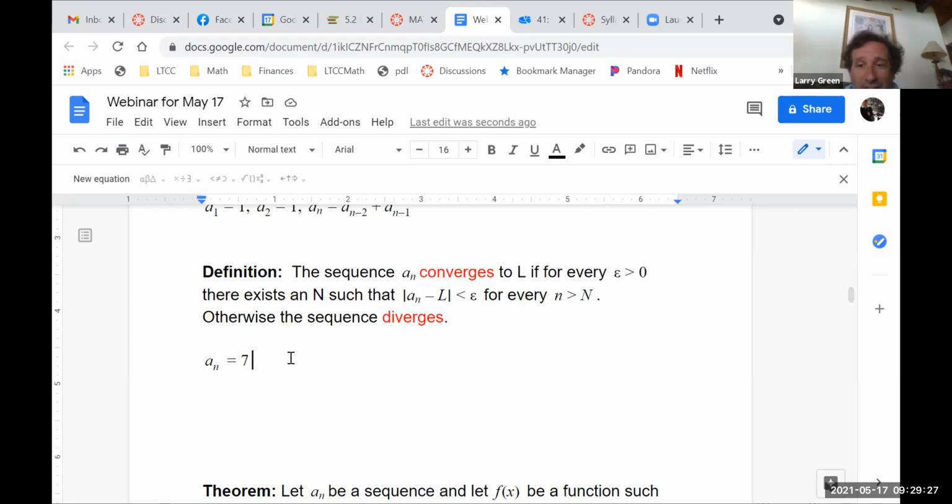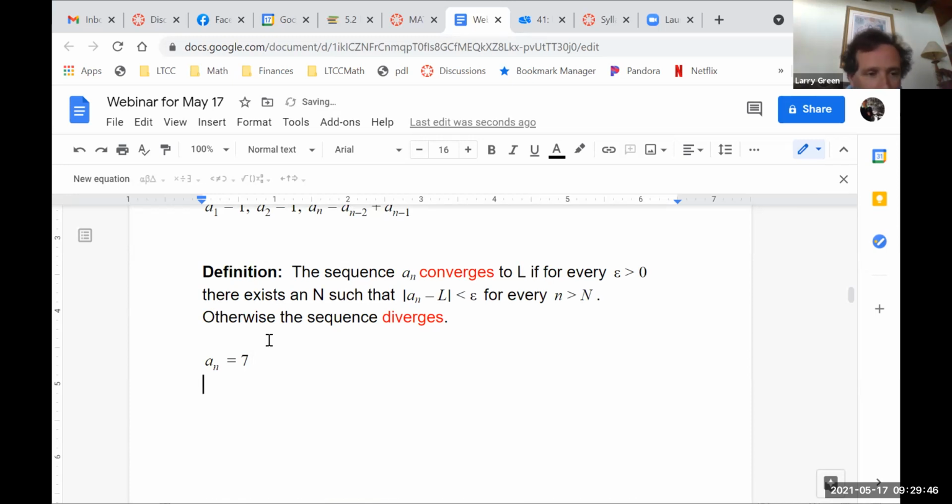Yeah, this one converges. It converges to 7 because it's just always 7. So for every epsilon greater than 0, pick any n, it doesn't matter, because after that you're always at 7. 7 minus 7 is 0, and that's always less than epsilon. There's nothing to it.